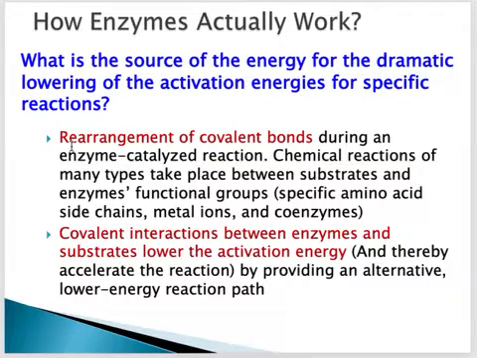So the first way is rearrangement of covalent bonds. By rearranging the covalent bonds during an enzyme-catalyzed reaction, chemical reactions of many types take place between the substrate and the enzyme's functional groups, such as specific amino acid side chains, metal ions, coenzymes, etc.